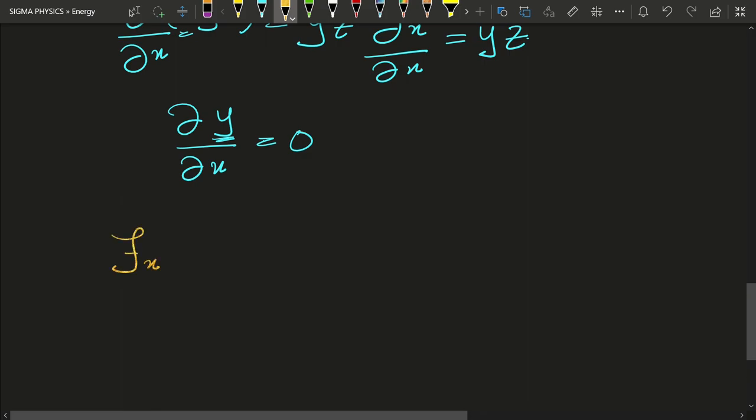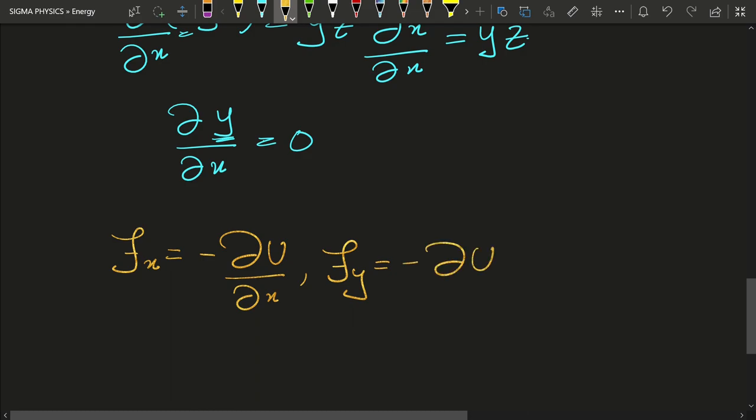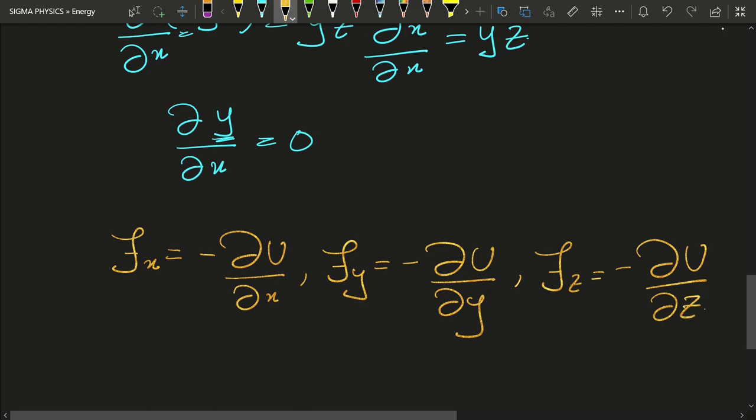First one I have already told you, f of x is equal to minus ∂u/∂x. Similarly, you will get f of y equal to minus ∂u/∂y, and f of z is equal to minus ∂u/∂z. And hence we get the other components, of course.